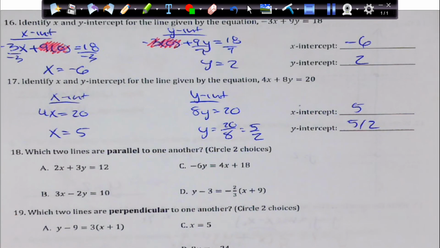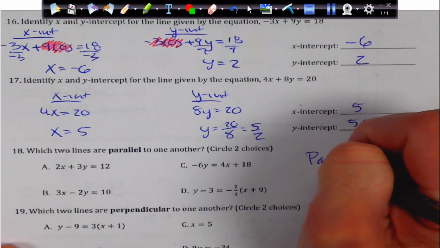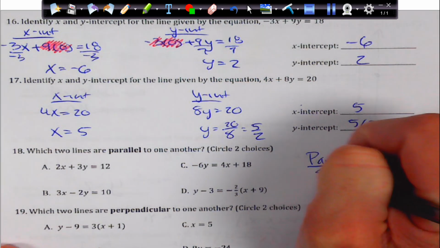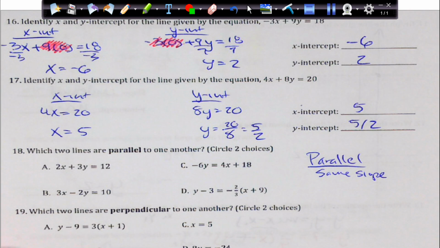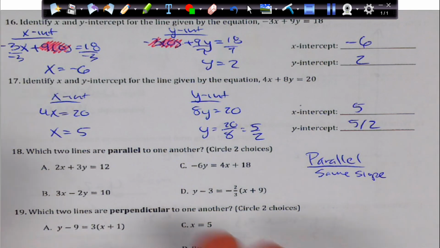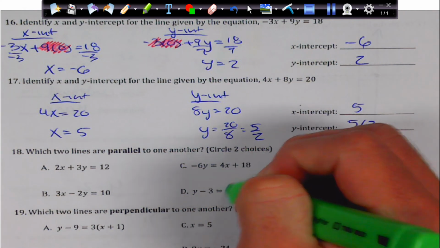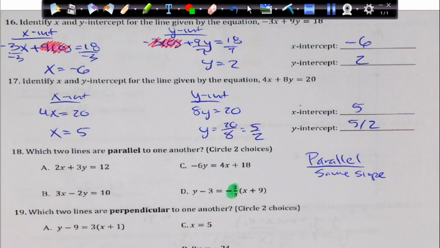All right, which two lines are parallel? Remember, parallel, same slope. Okay, so parallel, we got to find the same slope. Unfortunately, these aren't all in the right form, so it's hard for me to tell, so I have to do a little bit of math. I'm going to highlight my slope once I do find it. So here I have my slope. That one's easy to spot.